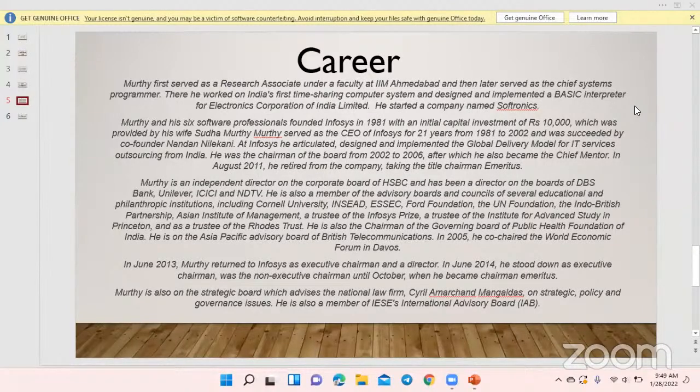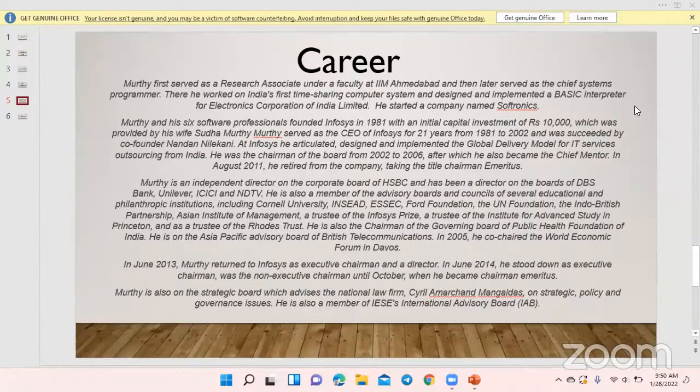Murthy is an independent director on the corporate board of HSBC and has been a director on the board of DBS Bank, Unilever, ICICI and NDTV. He is also a member of the advisory boards of several educational and philanthropic institutes, including Cornell University, INSEAD, ESSEC, Ford Foundation, UN Foundation, Indo-British Partnership, Indian Institute of Management, a trustee of Infosys Prize, a trustee of Institute of Advanced Study in Princeton, and a trustee of Providus Trust. He is also the chairman of the governing board of the Public Health Foundation of India. He is on the Asia Pacific Advisory Board of British Telecommunication.